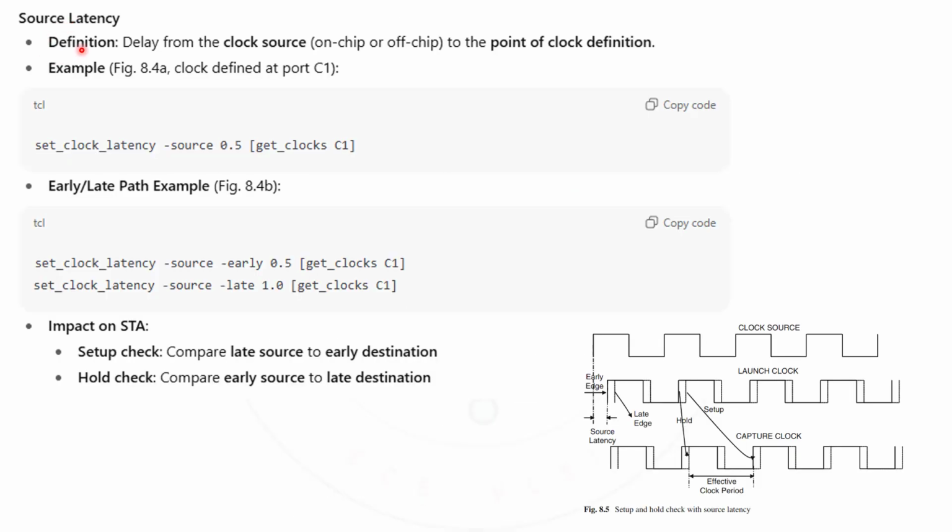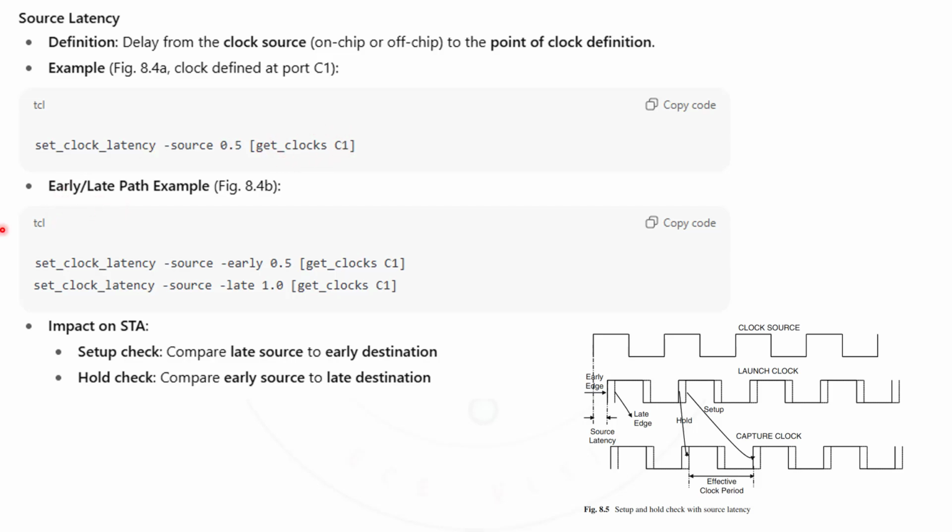Coming to source latency, the definition we already know. The delay from the clock source, that is on chip or off chip, to the point where the clock definition point is present is called source latency. And this is the SDC constraint, set_clock_latency. So here we are using -source, so this value is applicable for source latency. So set_clock_latency -source this value, and we are applying it to get_clocks C1.